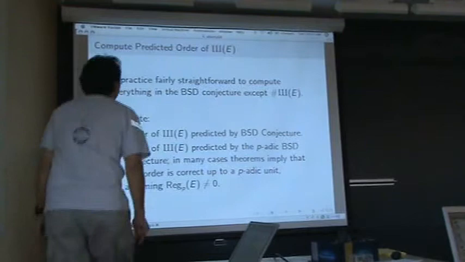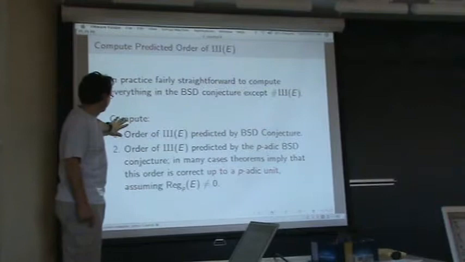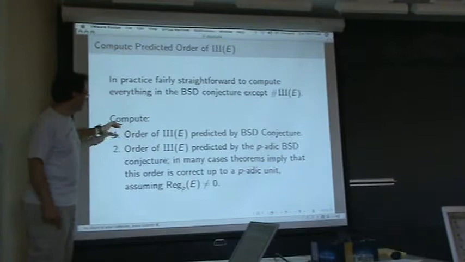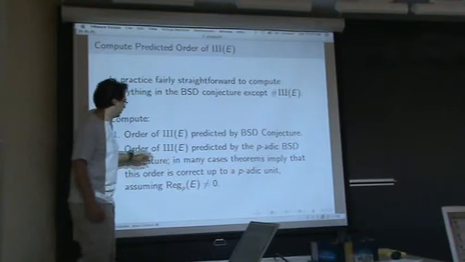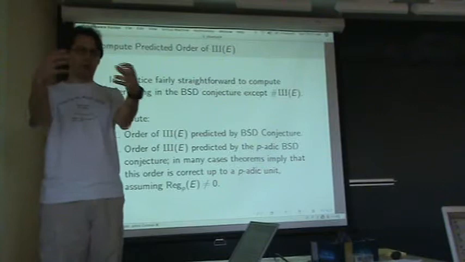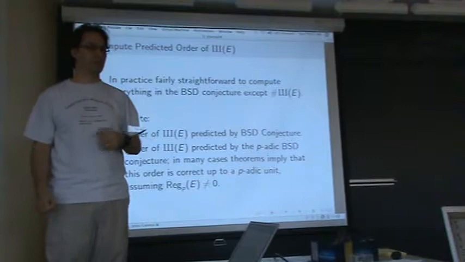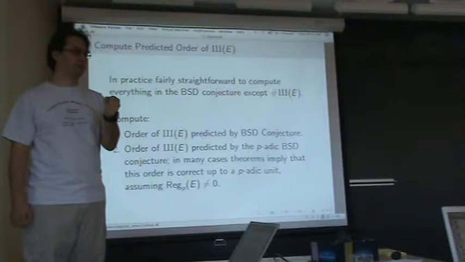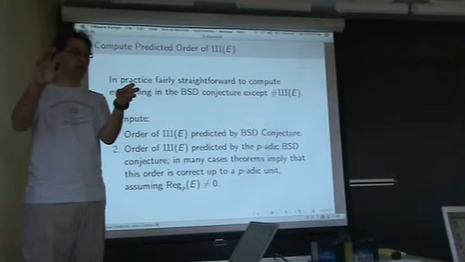So one thing you could do, which is pretty straightforward, is just ask Sage for the predicted order, and you'll get a number. And another thing you can do is ask for the order predicted by p-adic BSD, which should be the same numbers, but there's no guarantee at all that they are. So you can write down all the quantities involved in a p-adic analog of BSD for a given prime p, then solve for the order of the Shafarevich-Tate group and get some number. The neat thing, though, is that in many, many cases under very mild hypotheses that you can verify, you know that the order predicted by p-adic BSD is up to a p-adic unit equal to the actual order of Sha.